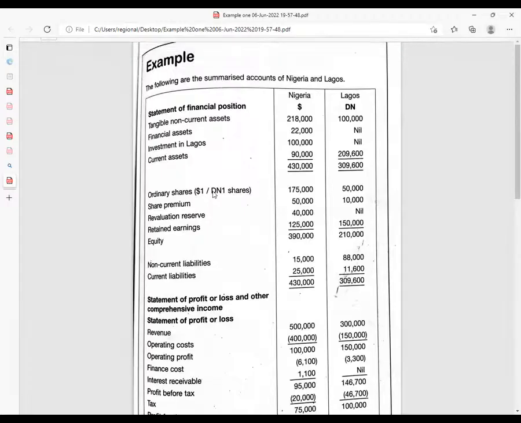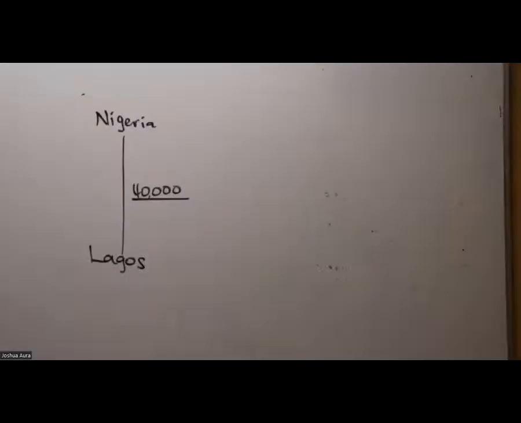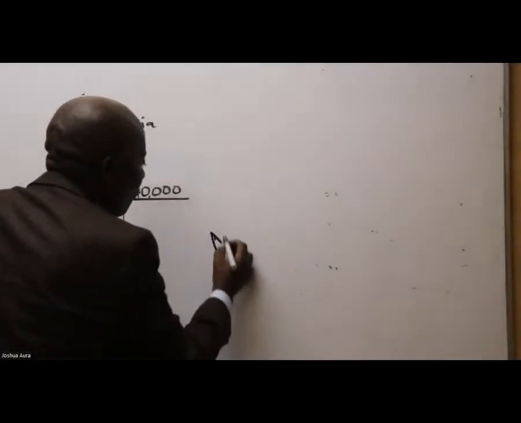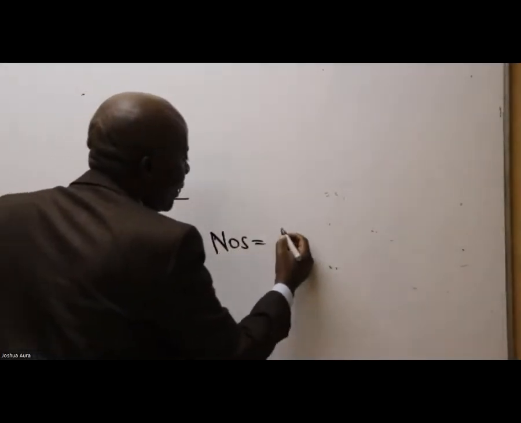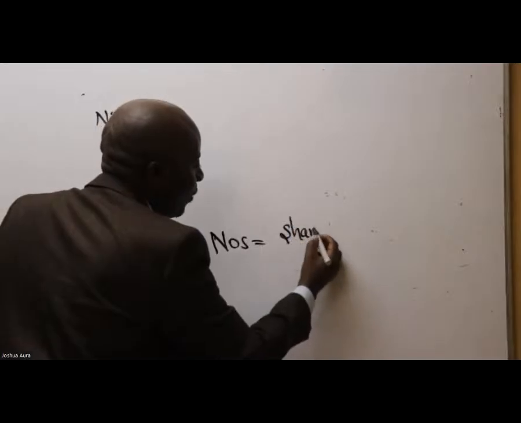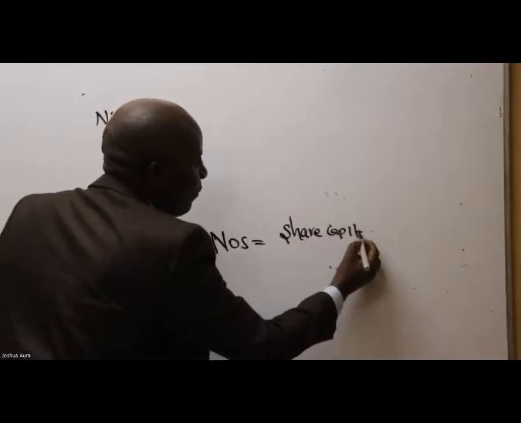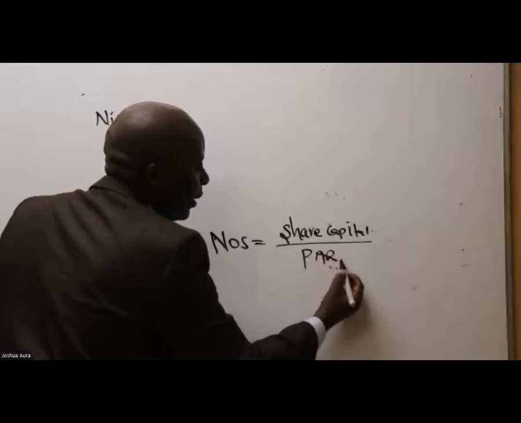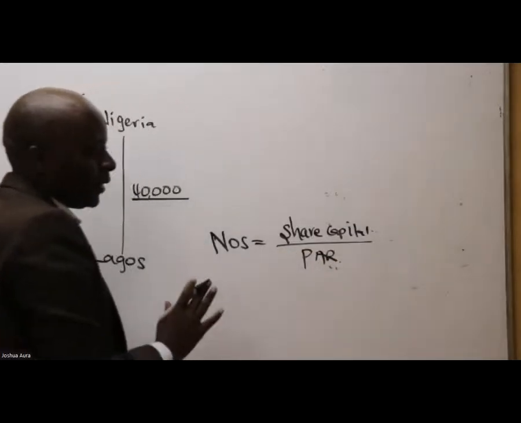So remember, to get the number of ordinary shares, we normally take the share capital. Like now you can see the share capital of Lagos is 50,000. You divide by the par value. Anytime you want to get the number of ordinary shares, my good students, listen, you always take the share capital given, and then you divide this by the par value given there by the side.